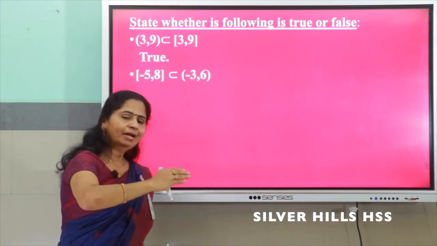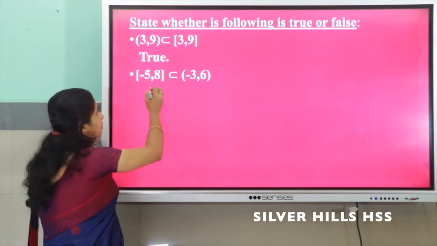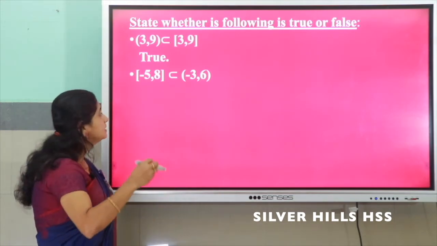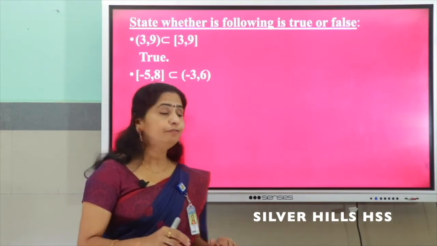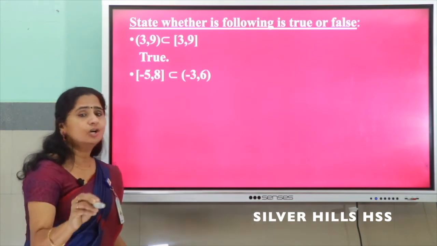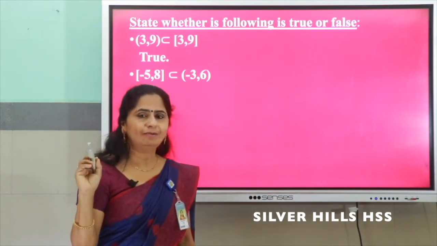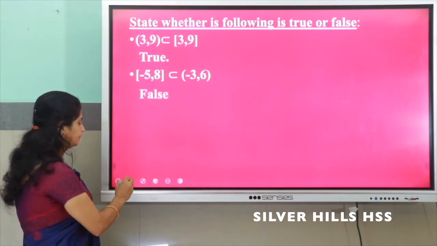So, from minus 3 to 6 it can take the values. In that interval minus 4, minus 5, similarly 7, 8, 6 are all not included. Therefore, this closed interval minus 5, comma 8, is not a subset of open interval minus 3, comma 6. Therefore, this statement is false.